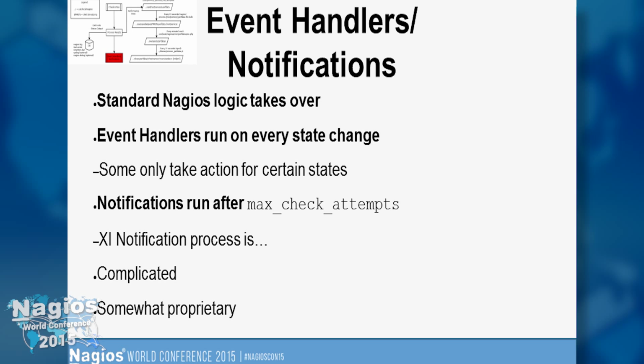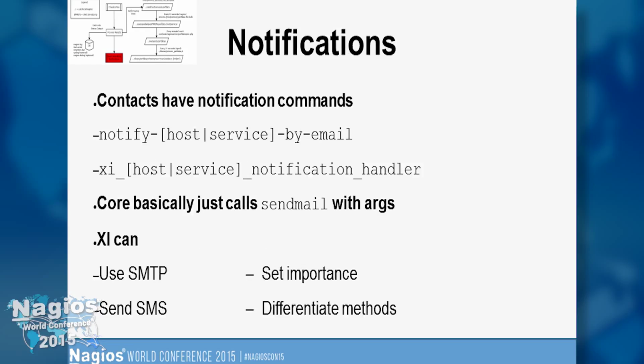So the notification process in XI is two things. It's complicated, and it is somewhat proprietary. So this is going to be a high-level overview of it. Really, it's not super complicated from a high level, but there are a bunch of little things that happen in the back end that I don't have the time to talk about today. You can certainly ask a developer about it. It's just notifications, right? How hard can it be?